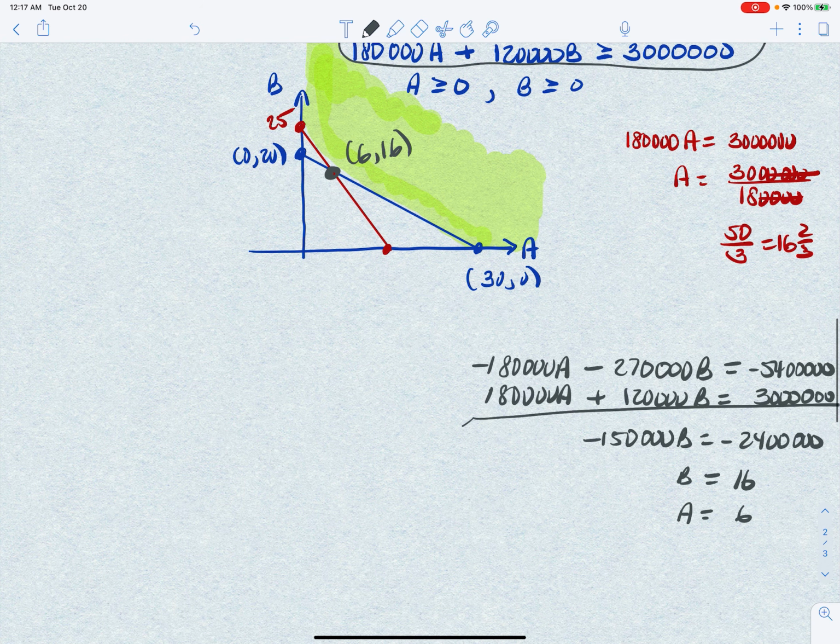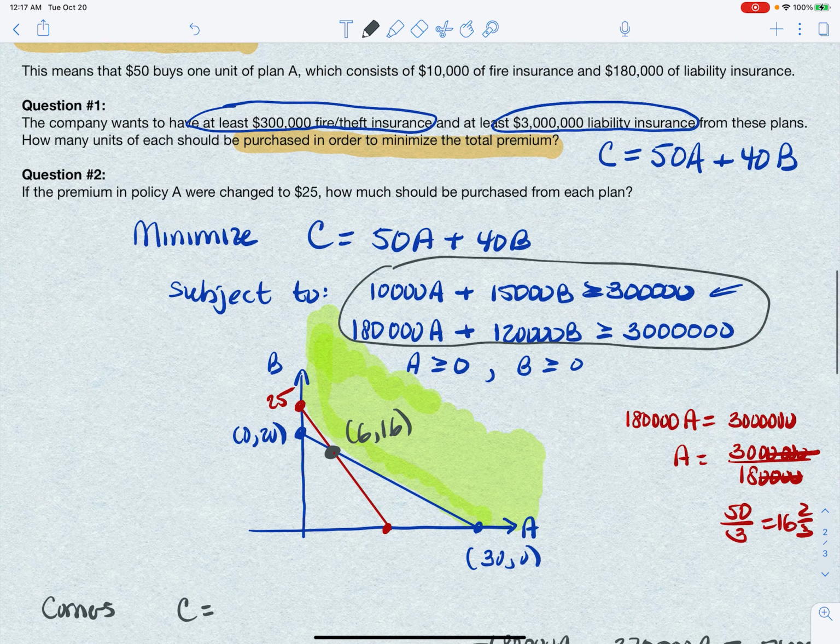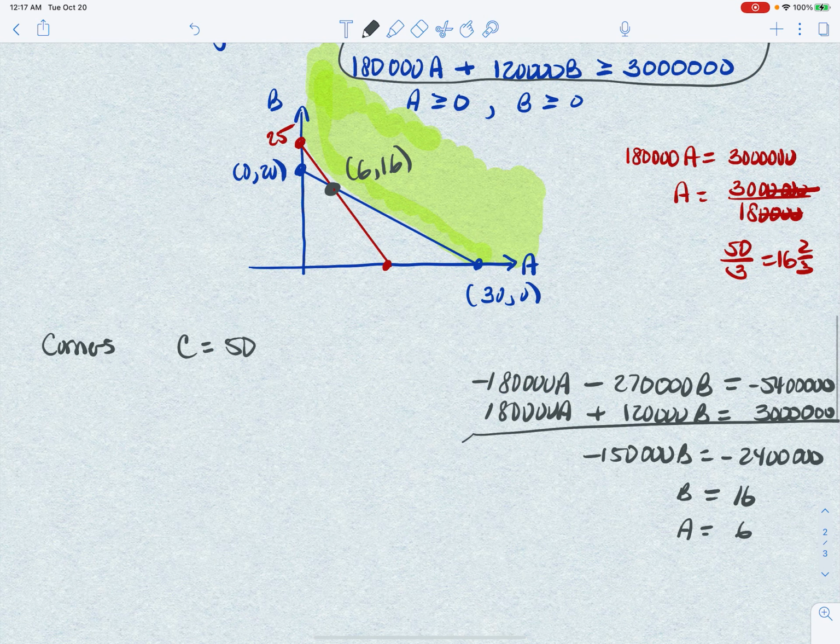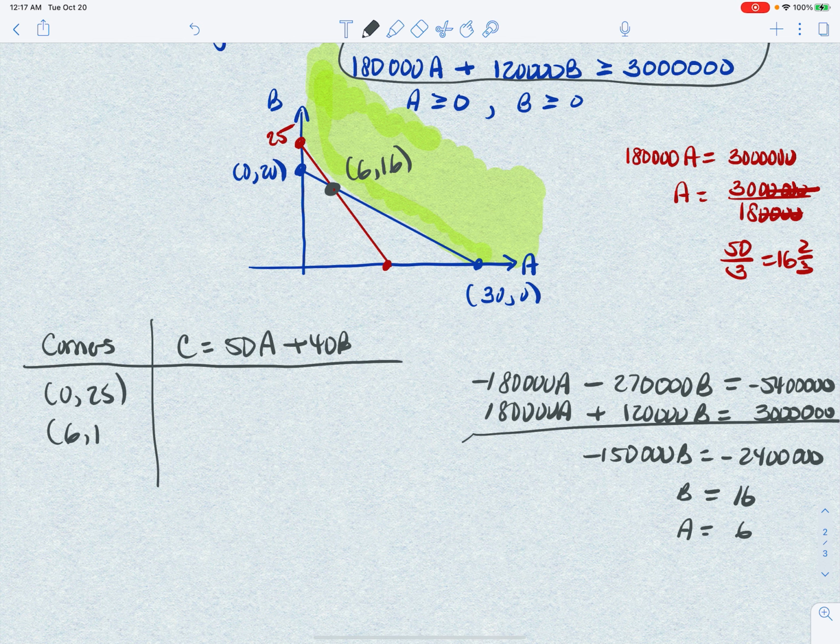So now here's what we have. We have our corner points, and we have our value of c is equal to, what was our objective function? 50a plus 40b. So we have (0, 25), we have (6, 16), and we have (30, 0). So (0, 25) means a is 0, gone. 40 times 25 is 1,000. So that's the premium cost there.